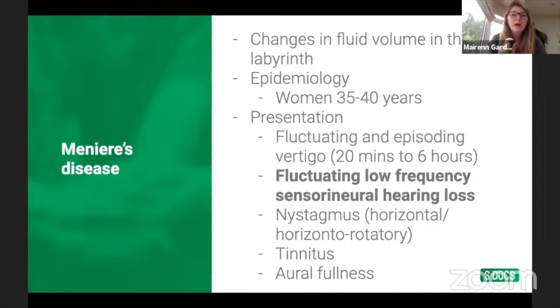And they'll present with fluctuating and episodic vertigo between 20 minutes to 6 hours. The hearing loss tends to accompany the vertigo, so it will accompany the episodes of vertigo. And when the vertigo improves, the hearing loss will also improve. These patients might also have nystagmus, and they might also have tinnitus. The tinnitus may go on for longer than the episodic periods of vertigo, so it's slightly different from the hearing loss and vertigo. And they also sometimes complain of this sensation of fullness in their ears.